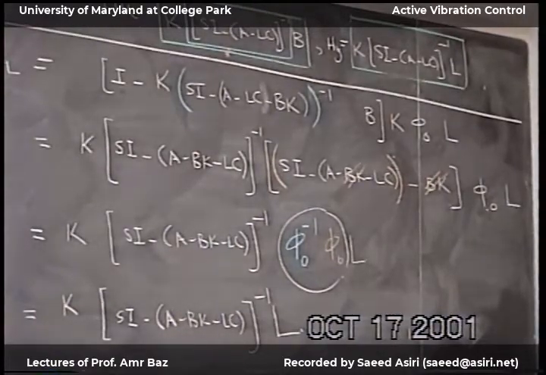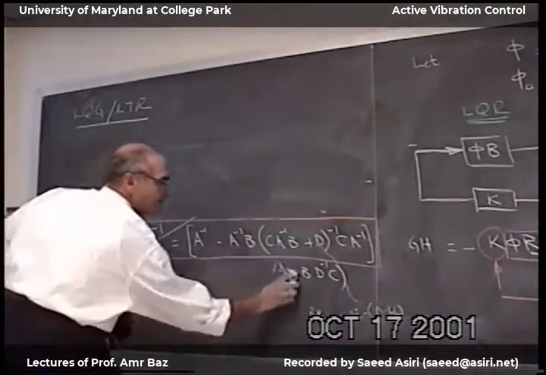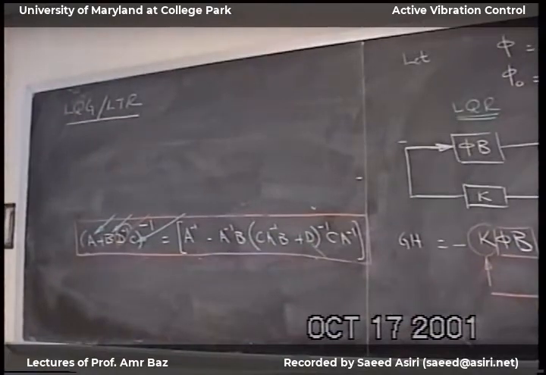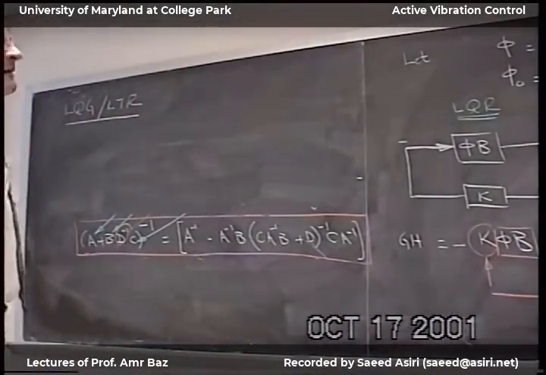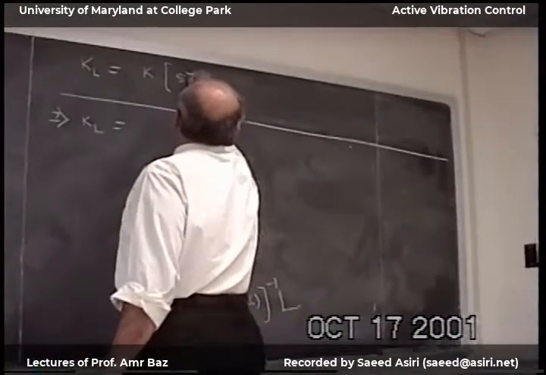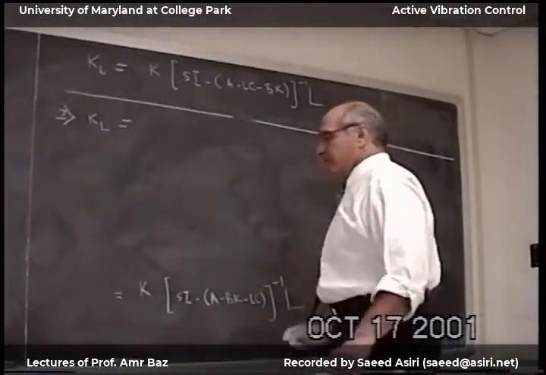You still need the inversion lemma again. This anymore, and KL equal to K SI minus A minus LC minus BK inverse and L.